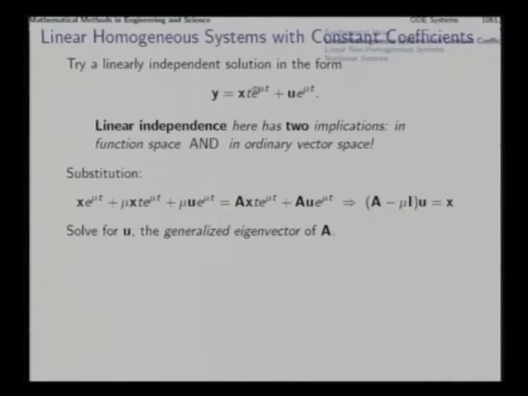So, a multiplied with this whole thing, a x t e to the power mu t plus a u e to the power mu t, we equate these two. That is, we force this proposed function to satisfy the differential equation system, and from there we hope to determine u. Now, note that here x is an eigenvector of a corresponding to eigenvalue mu. So, a x is mu x. So, this term and this term are exactly equal. So, these two vanish.